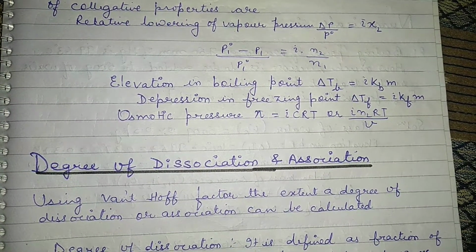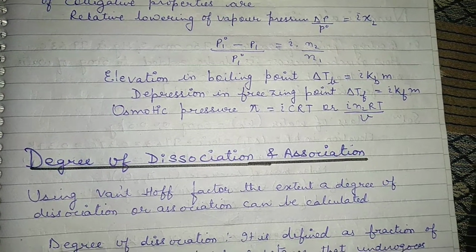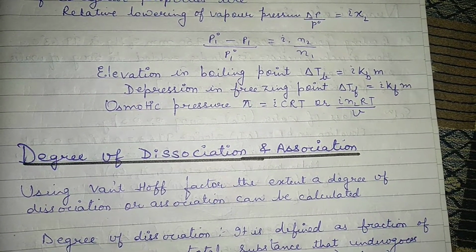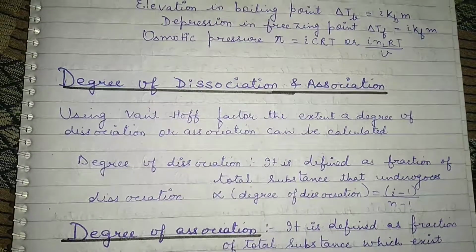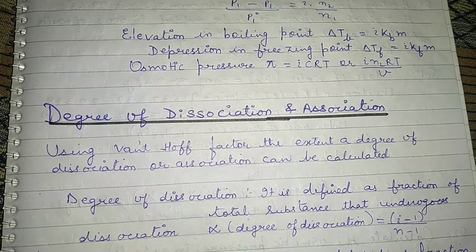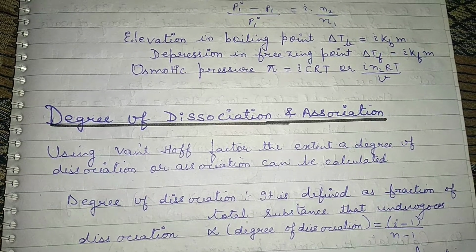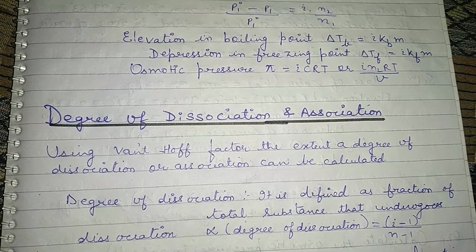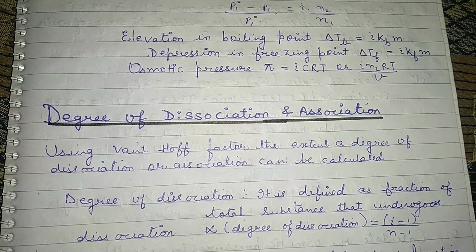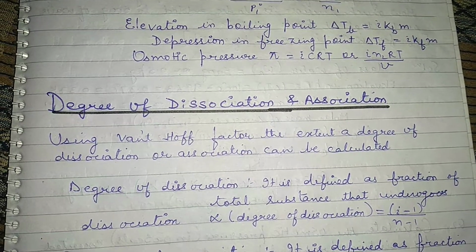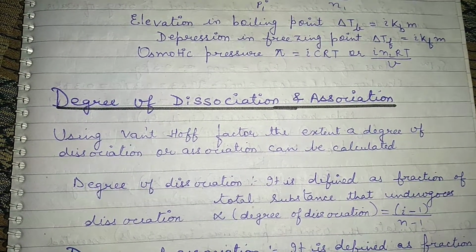Here m is the molality. Depression in the freezing point, that is delta Tf, is equal to i Kf m. Osmotic pressure is represented by pi. So pi is equal to iCRT, or instead of C we can write n2 over V. So the formula would be i into n2 RT upon V. In the denominator it is volume V.